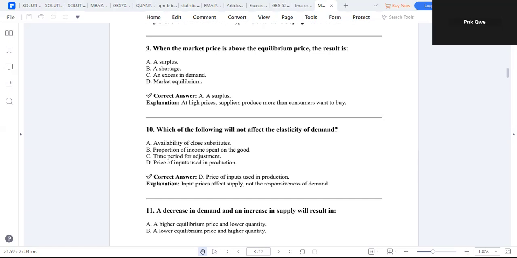Determinants of elasticity include the availability of substitutes. The more substitutes we have, the more elastic. That simply means that if you are in a market buying tomatoes and others are all selling tomatoes, there are a lot of substitutes available. If the price is expensive, people will switch. That makes goods more sensitive, more elastic. Secondly, the type of good.